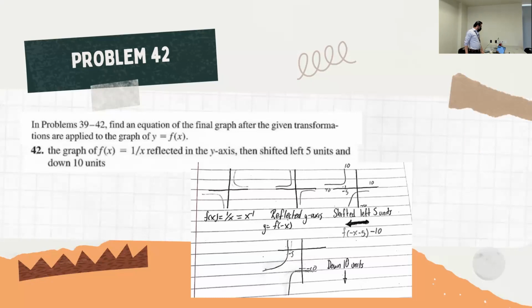We are not very sure what we need to do. So first we just draw the first graph, then reflect it on the y-axis. Then we shift it left 5 units, just like that, and down 10 units. But we're not sure if it's correct or we need to do something else.